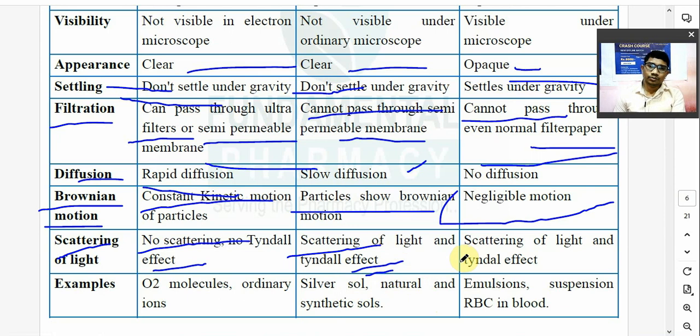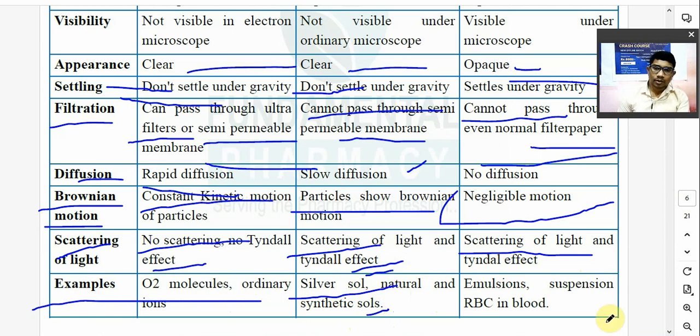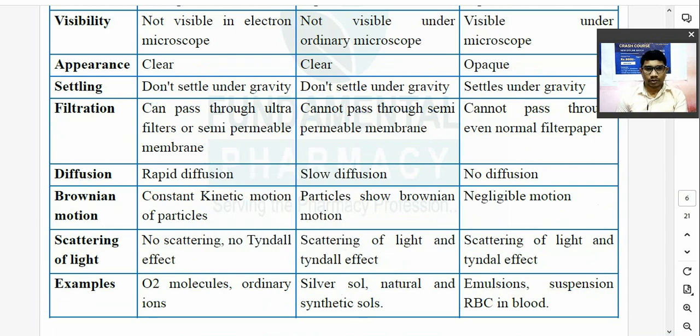Now, scattering of light and Tyndall effect is also there in a suspension. Examples of molecular dispersion: oxygen molecules and ordinary ions. Examples of colloidal dispersion: silver solution, natural and synthetic salts. Examples of coarse dispersion or suspension are the emulsion, suspension and RBC in the blood. Are you getting or not? समझ रहा है आपको? Are you getting or not? समझ रहा है? बहुत ही slowly.